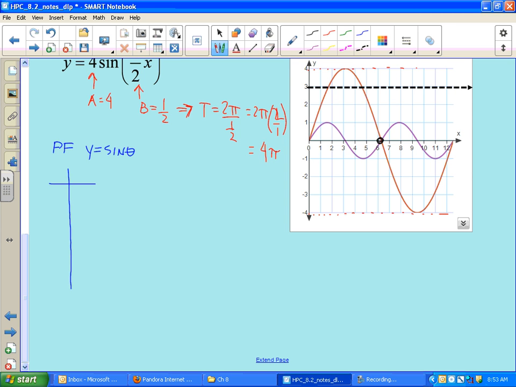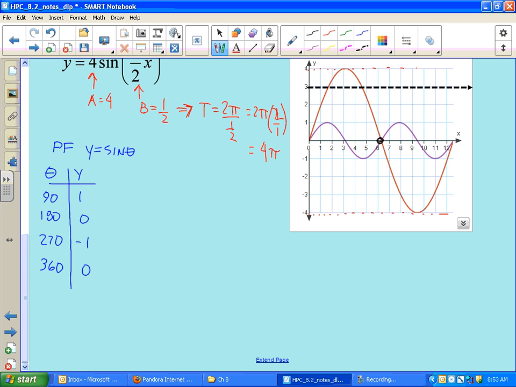We're going to take a look at just generic tables, with theta here instead of an x. All right, we say we graph our parent function based on some quarter points, right? So 90 degrees, I have a value of 1. 180 degrees, 0. 270 degrees, -1. 360 degrees, back at 0.